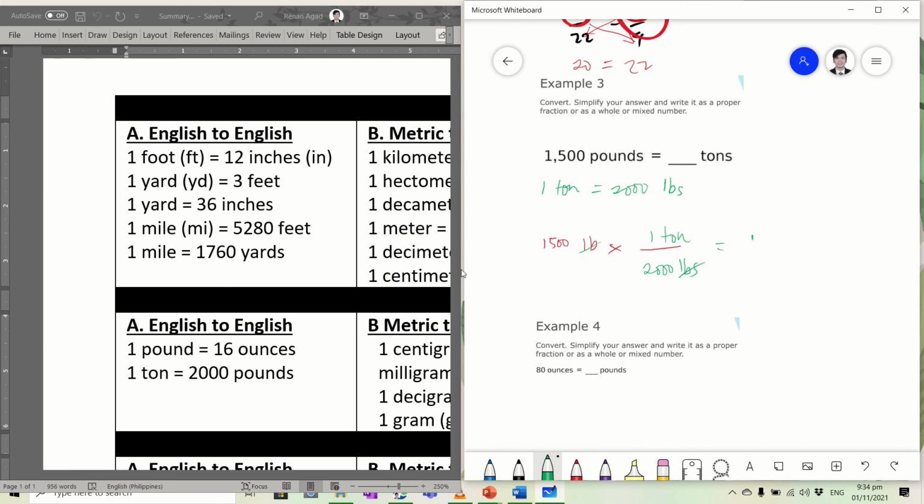But we have 1,500 over 2,000 tons. So we simplify that. Both numbers end with zeros, so we can just cancel out the two zeros and we have 15 over 20. You can still simplify 15 over 20 by dividing by 5. So that would be 3 fourths. 3/4 tons. Okay, that's the answer. So the answer is 3/4 tons, or you can just say 0.75 tons.